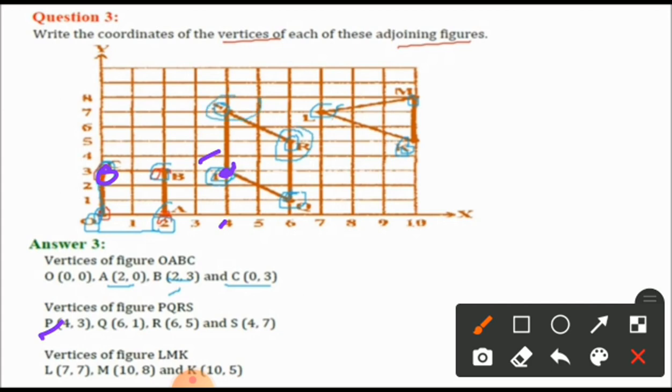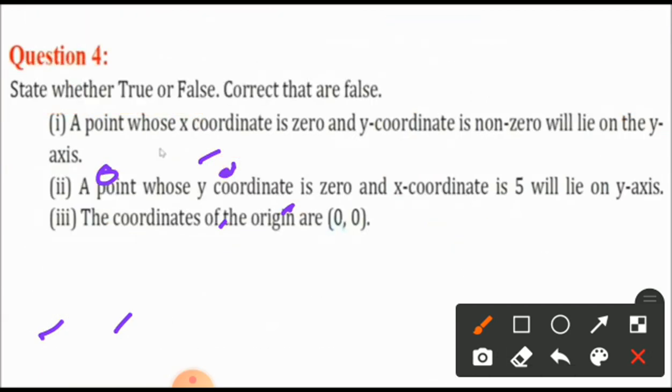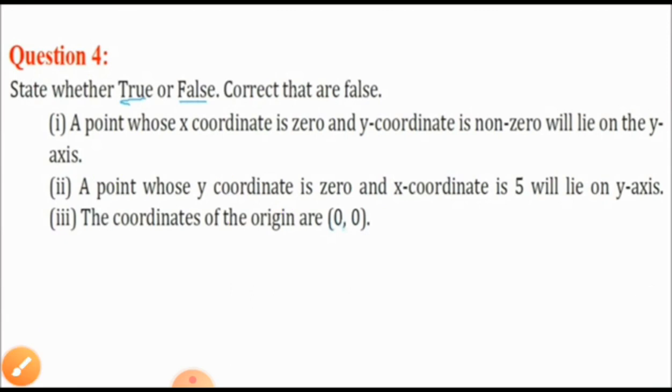Q is 6, X is 6 and Y is 1. Is it here? Very good. And 6, 5 as well as 4, 7. Last one. What is the point K, L, M? You can find it out.